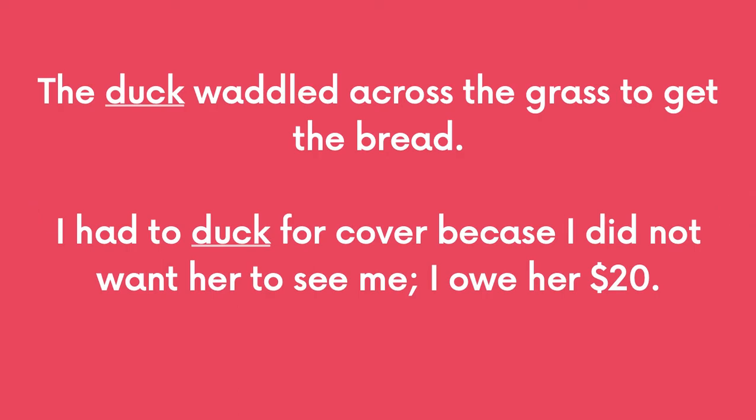Well, let's take a look at the two sentences. The first sentence says, the duck waddled across the grass to get the bread. So in that sentence, we are talking about the actual duck, the animal, the bird. That would represent a noun, okay, because we are talking about a living thing. But let's take a look at the second sentence. I had to duck for cover because I did not want her to see me. Why did I not want her to see me? Because I owe her $20.